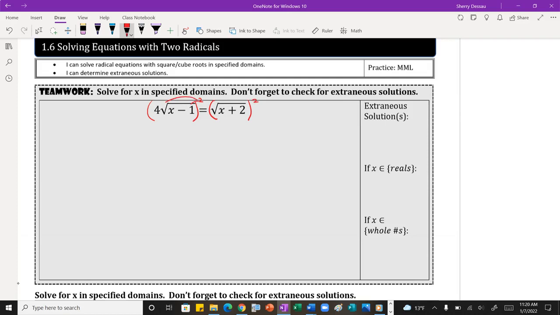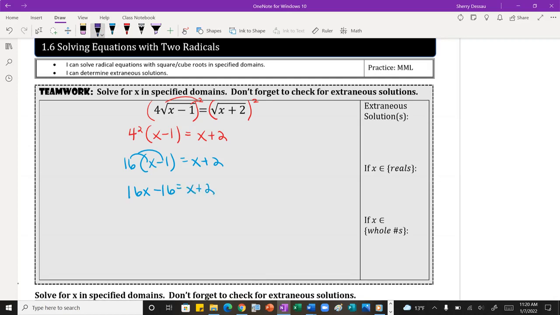So when we do that, we get 4 squared times x minus 1, because the squared cancels that root sign, equals x plus 2. And now I'm going to go through and solve. So 4 squared is 16, and I will need to distribute that 16 through, and when I do that, I get 16x minus 16 equals x plus 2.